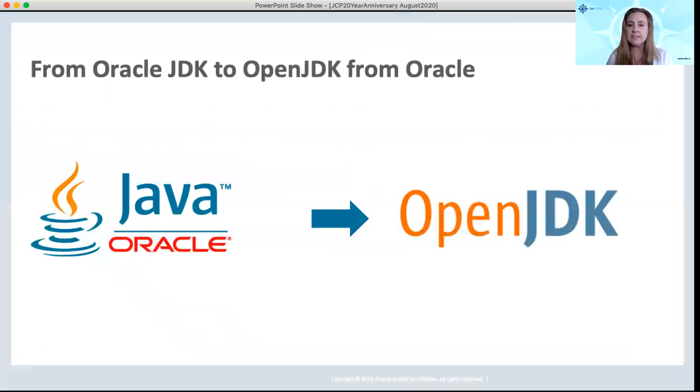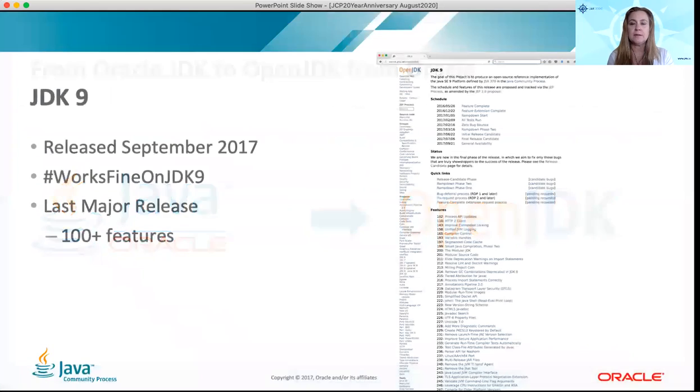Also around that time, Oracle contributed into OpenJDK many of their proprietary or commercial features that they had previously offered only to their customers in the Oracle JDK. So that was another way to introduce more innovation and features gradually over time, starting after the Java 9 release.